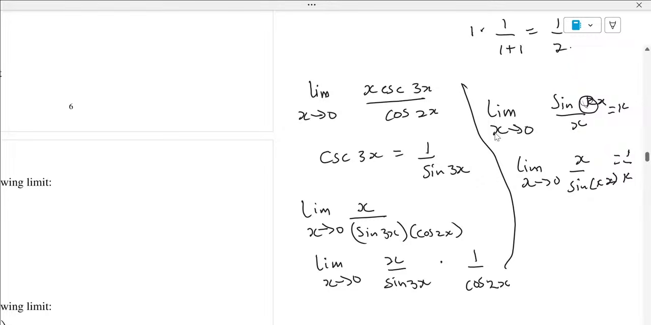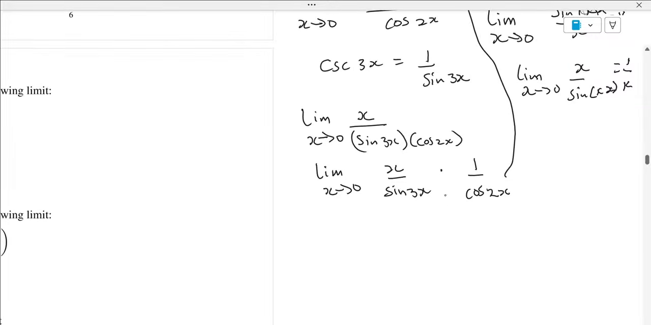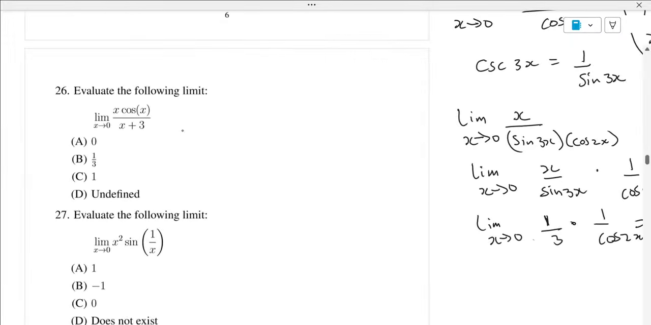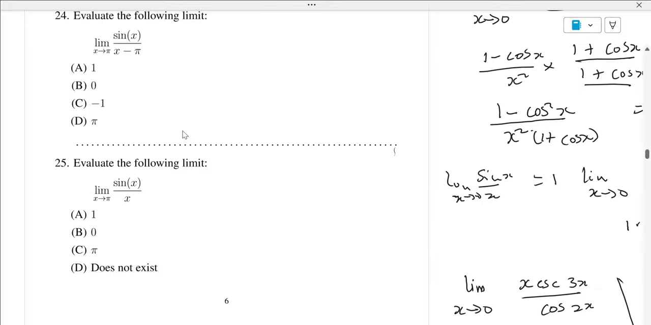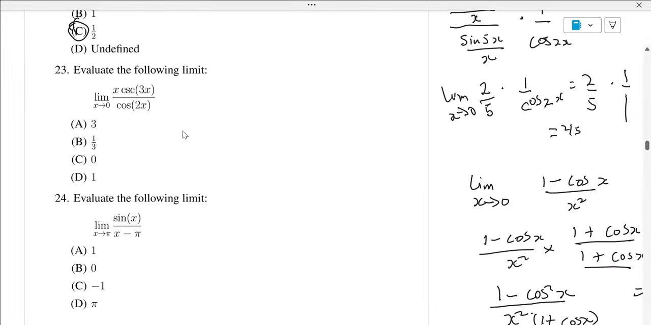So in that case, let's apply that principle here. What would this one be? This one will be the limit as x approaches 0 of 1 over 3 times 1 over cos 2x. Now if I substitute 0 in, I'm going to have this whole thing going to 1, and then that will give me 1 over 3. And so our answer to this question is 1 over 3. So question 23 is 1 over 3.